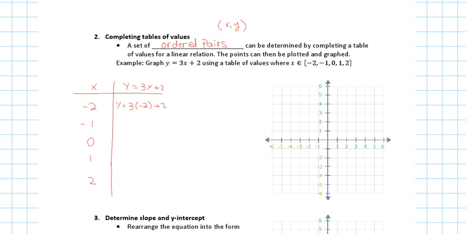So what do I do first here? 3 times negative 2, that's negative 6. Add 2, negative 4. So look what happened here. I'm going to make another column, and I'm going to call this column x, y. What's my x value here? Negative 2. Where did I get the y value? Negative 4. So when I plug in negative 2 into the equation, the y value turned out to be negative 4.